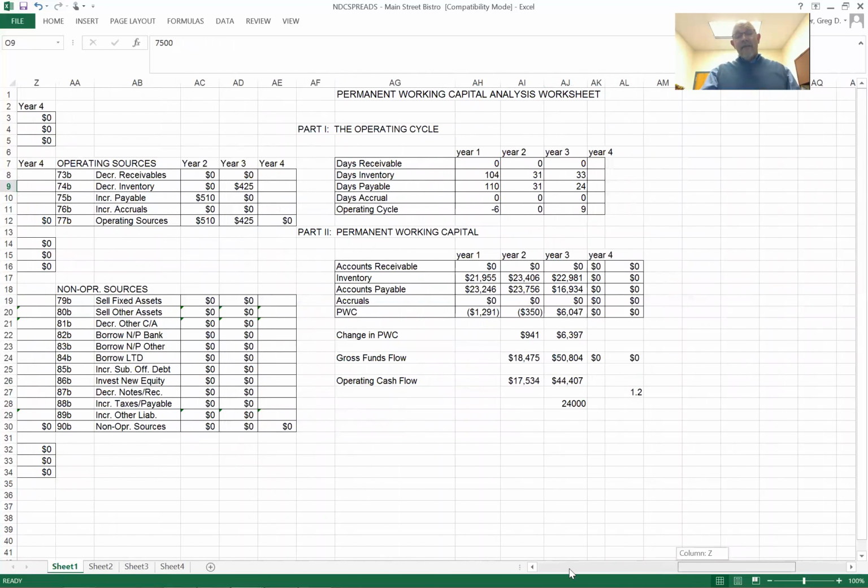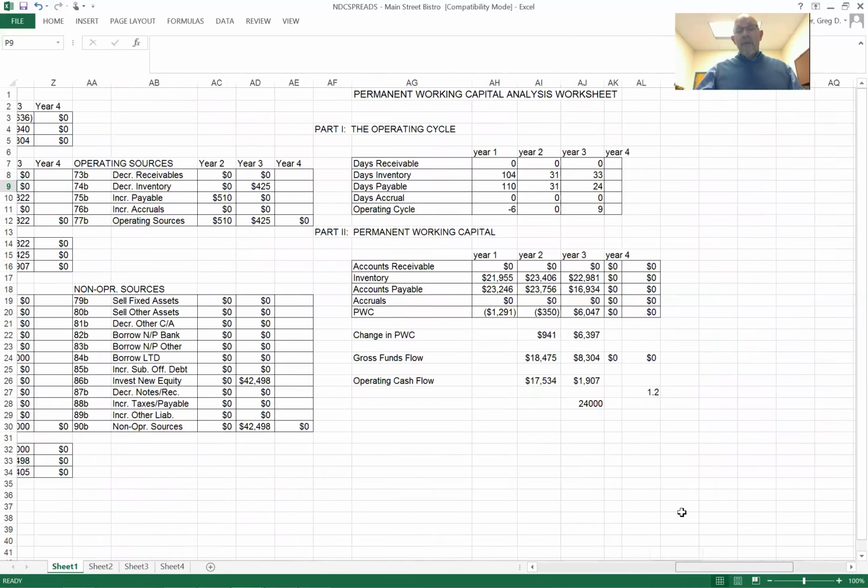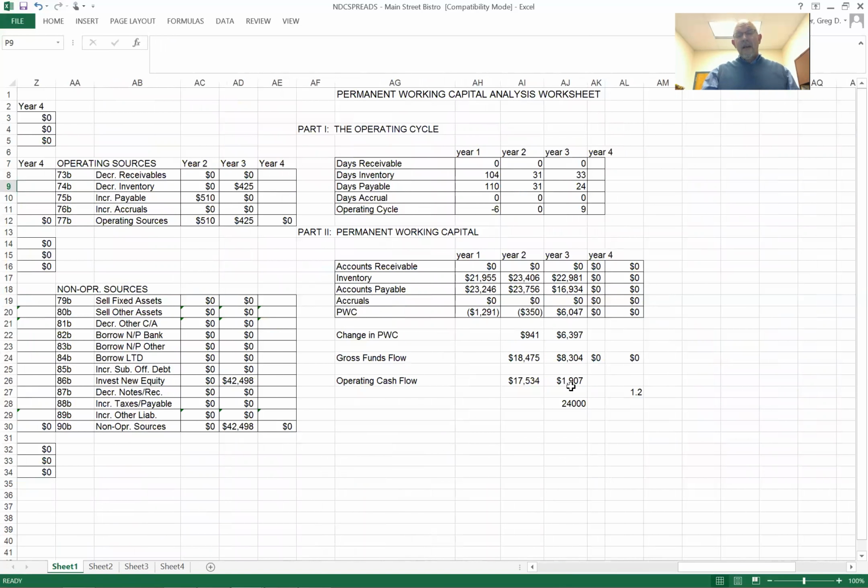And you'll see, if I take my owner's salary, let's say I have to have $50,000. Now, that's going to decrease my permanent working capital down to $1,900. So all of a sudden now I can't afford this loan.